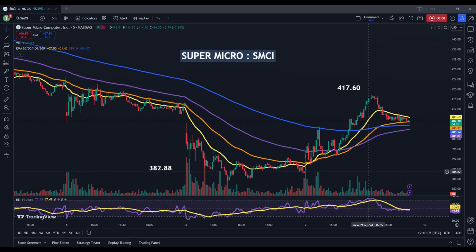Here we have the current stock market analysis for Super Micro Computer Incorporated, stock ticker SMCI.